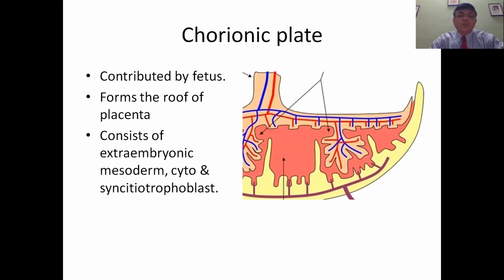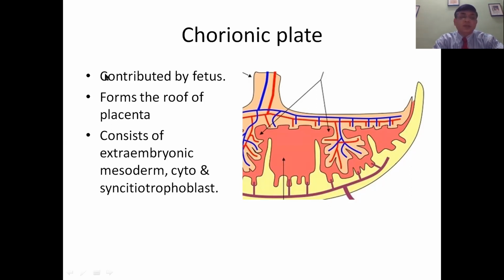Now, what is the chorionic plate? Just have a look at this figure. This little brown colored one is the chorionic plate. What I mean by that, this is the one which is contributed by the fetus. So it has this chorion, it has the cytotrophoblast and the syncytial trophoblast. So you can take down what is the chorionic plate.